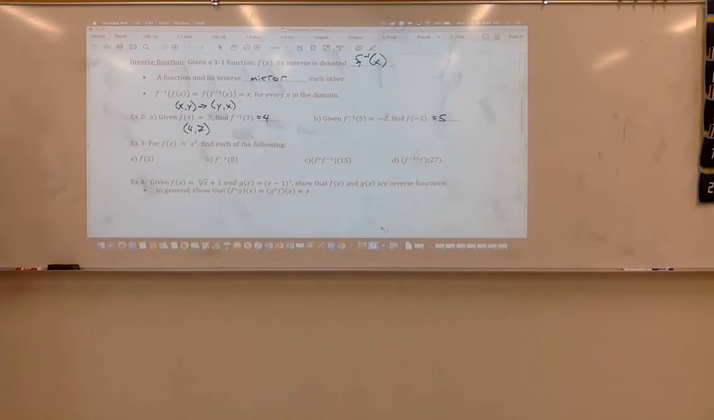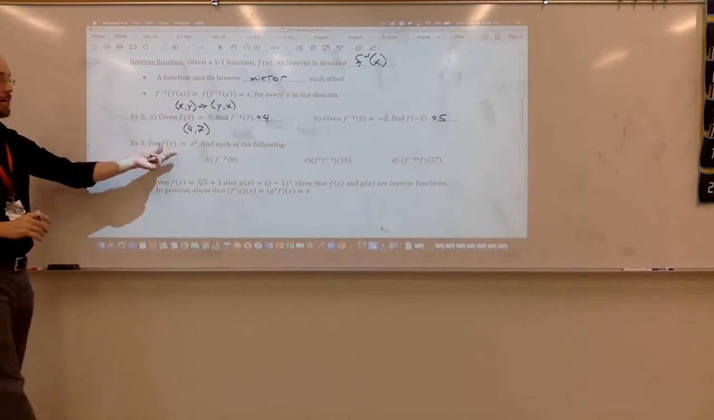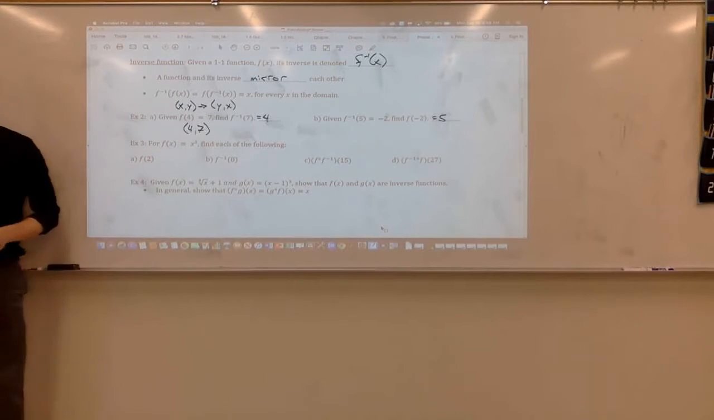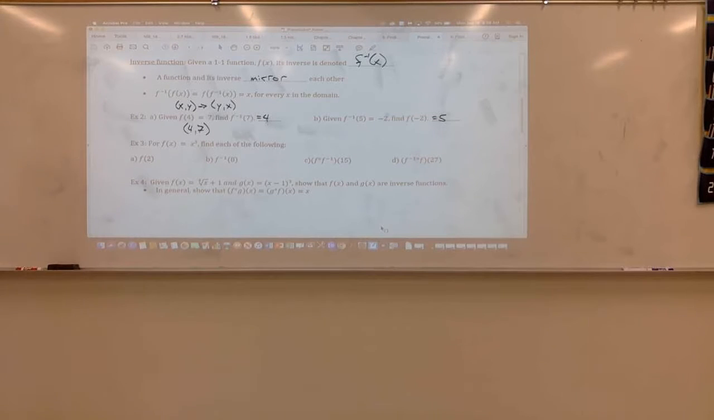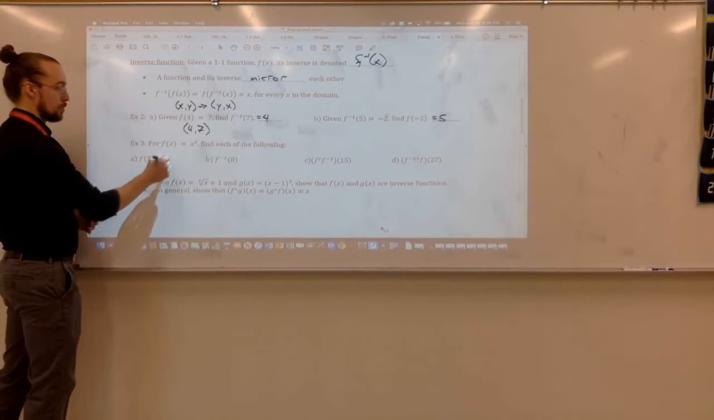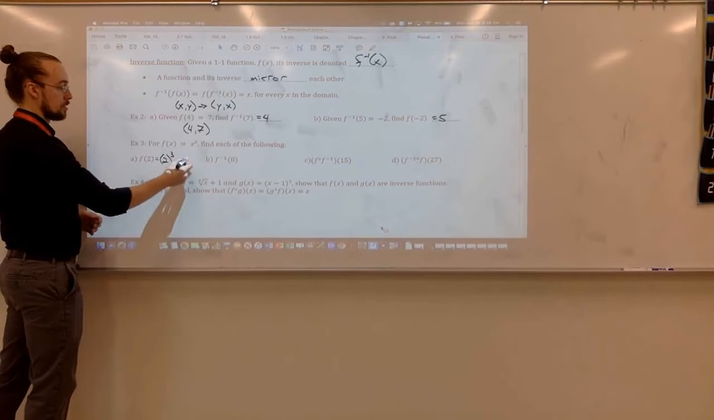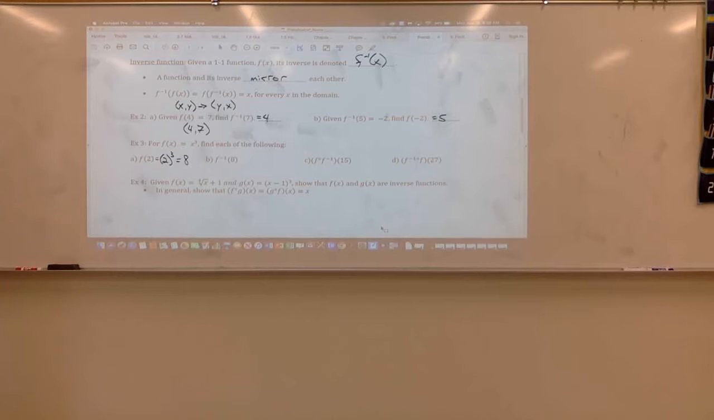Alright. So given a function now, let's say we actually have a function of x to the 3rd power. We want to find each of these following values. So how would I find f of 2? Plug 2 in, so this will be 2 to the third power, which gets me 8.